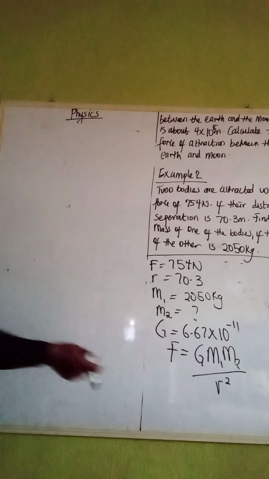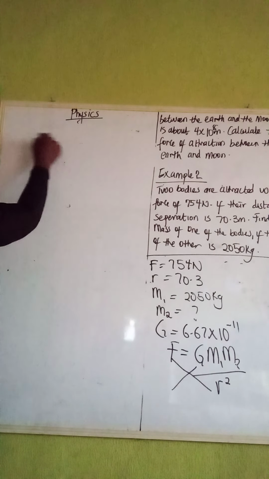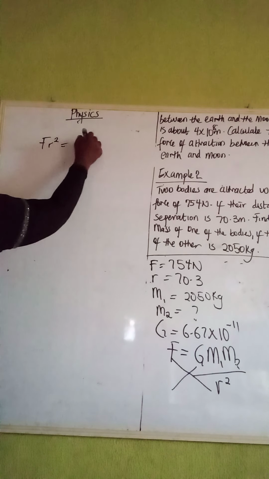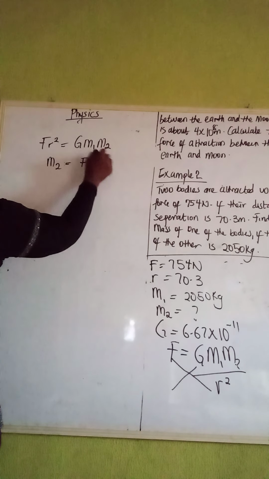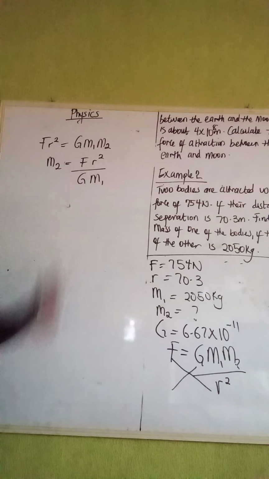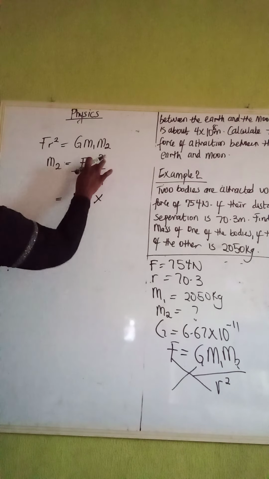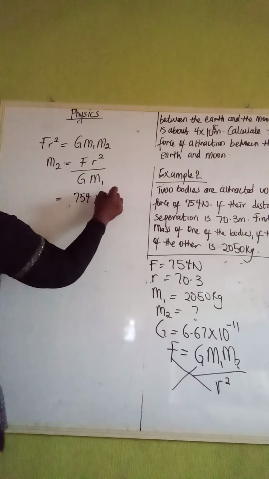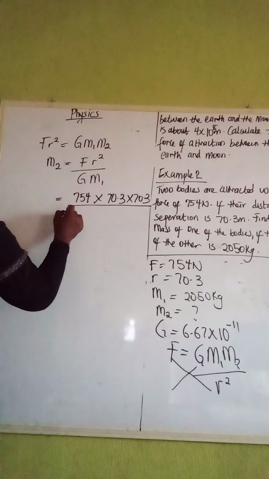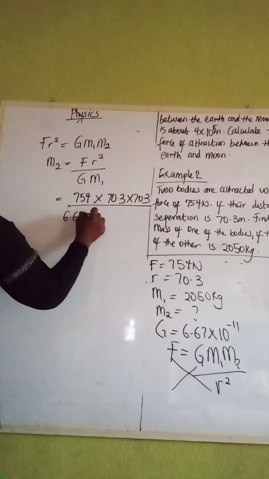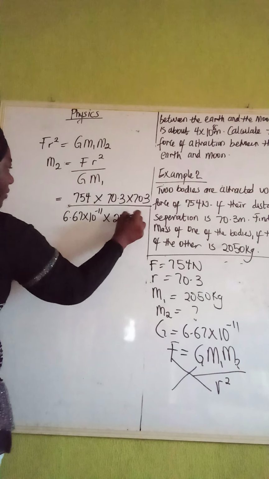So we'll cross multiply. We have F r squared equals G M1 M2. So to get our M2, it's going to be what? F r squared over G M1. Simple. What is our F? 754. What is our r squared? That means you are going to square this one, 70.3 times 70.3, over our G, which is a constant, 6.67 times 10 raised to the power minus 11. Then the first mass, 2050.